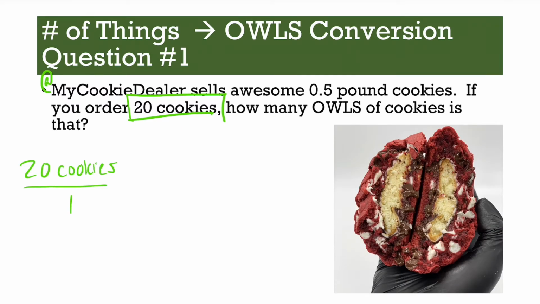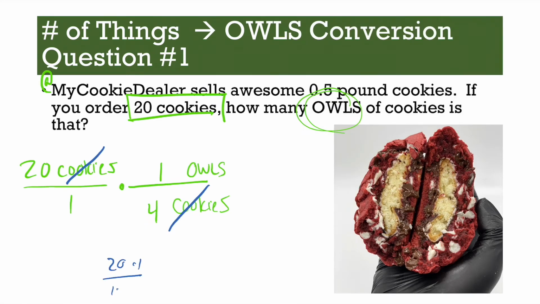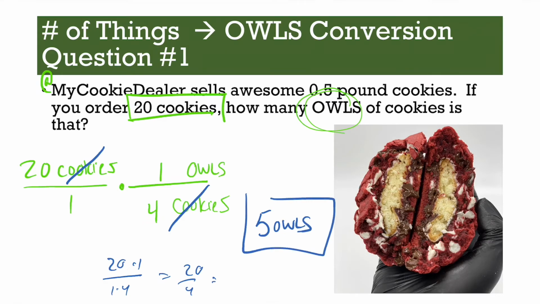Put it over 1. And so now we want cookies to go away. So cookies goes on the bottom. We are looking for owls. Owls goes on top. Again, we know 1 owl is 4 cookies. So cookies cancel out. We're left with 20 times 1 over 1 times 4, which is 20 over 4, which is 5 owls. Again, you might be able to do this in your head.